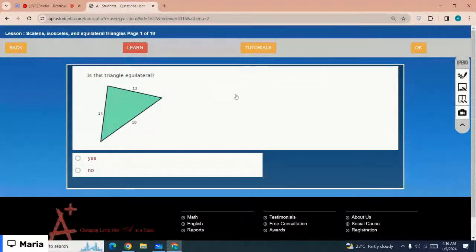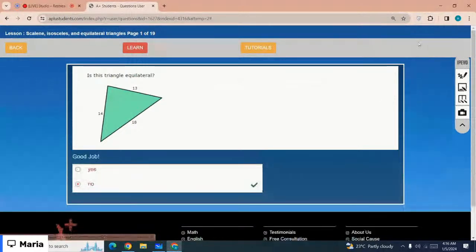No, it is not the equilateral triangle because all three side lengths are different. Got it? So this is not the equilateral triangle. The correct option is no. Got it?